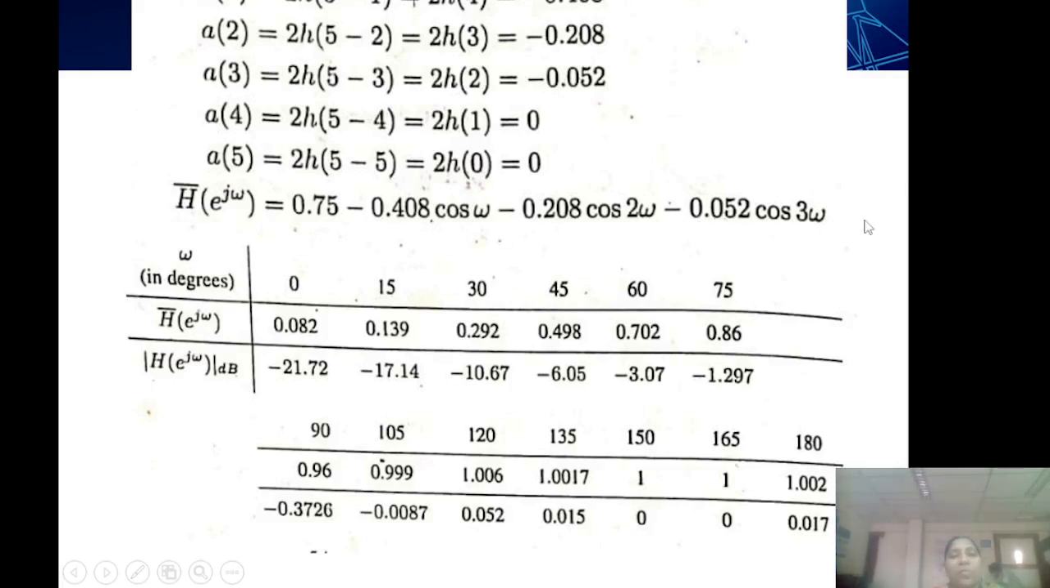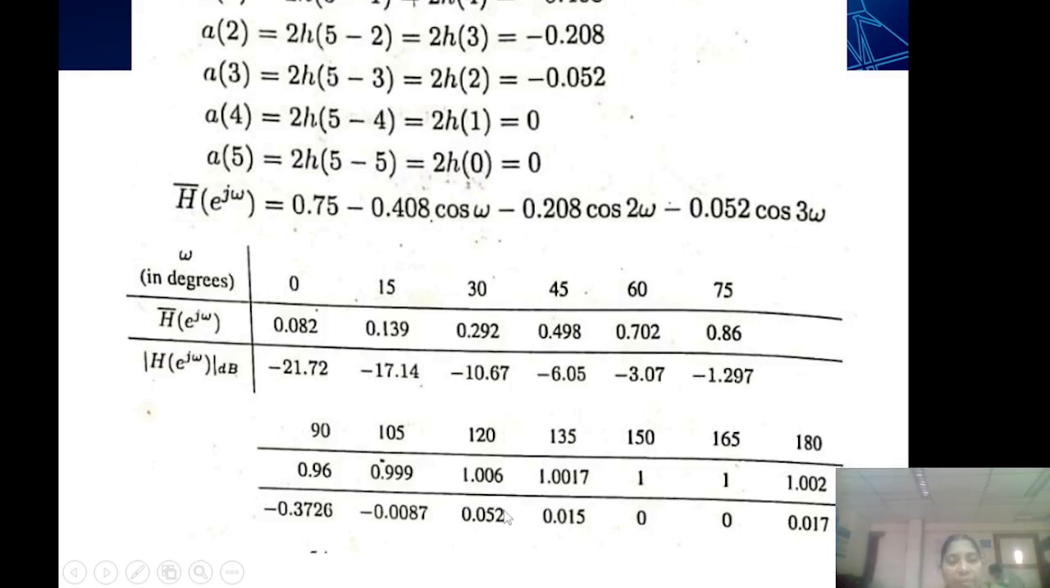Now using this expression, we have to substitute the omega value varies between 0 to 180 and find out the H of e power j omega value. Also you can find out in terms of decibel using the formula 20 into log to the base 10 of H of e power j omega.